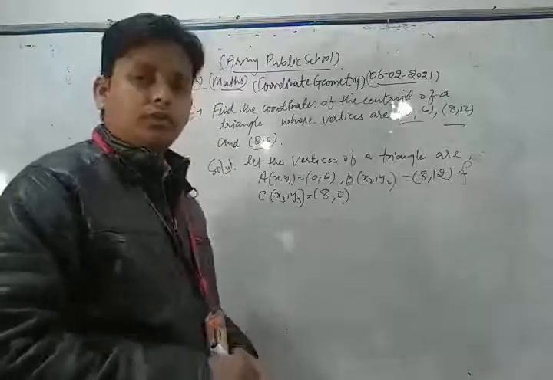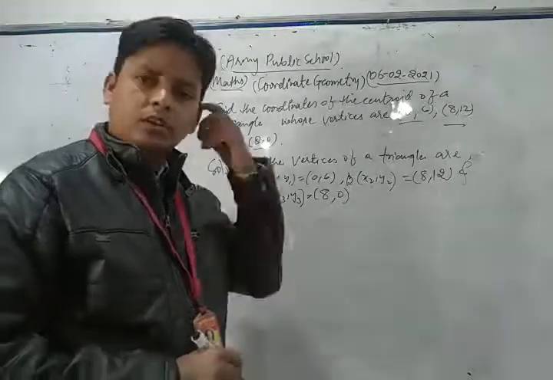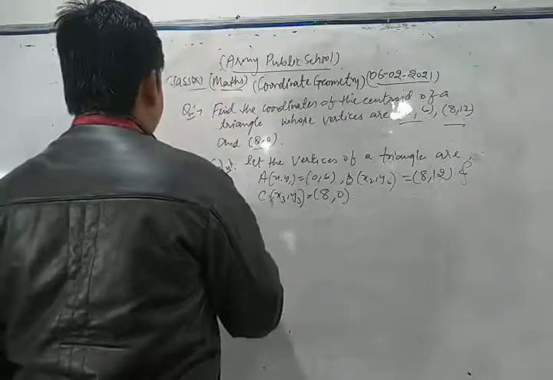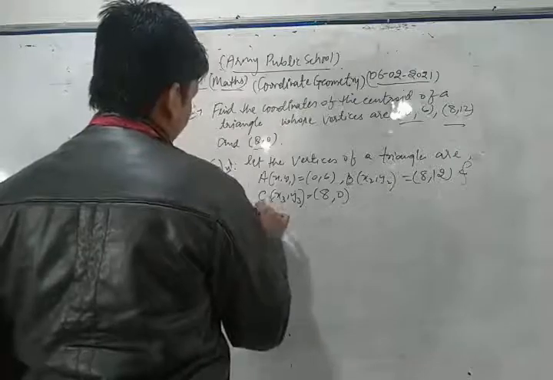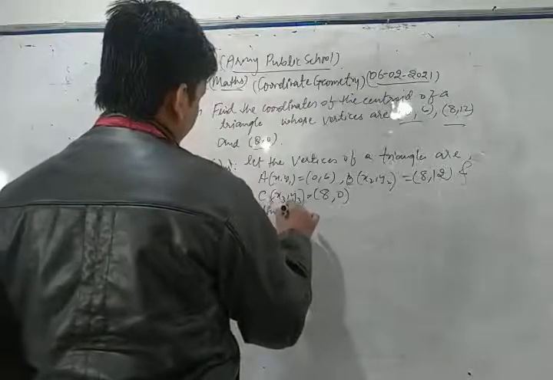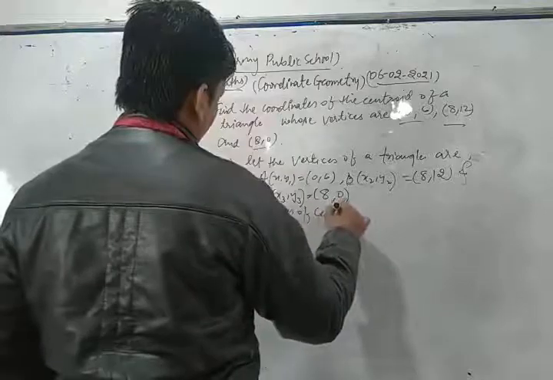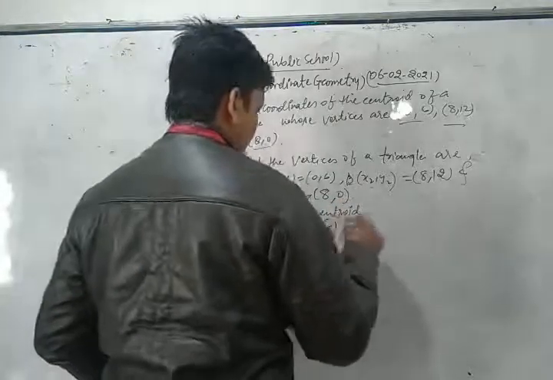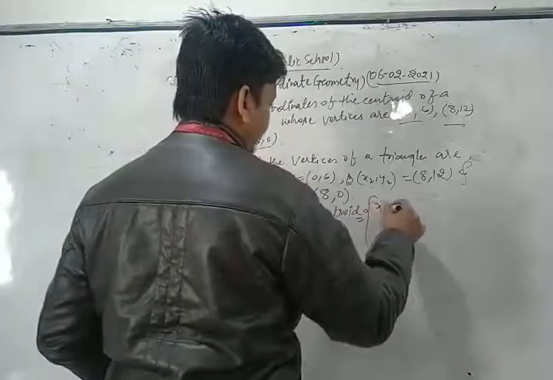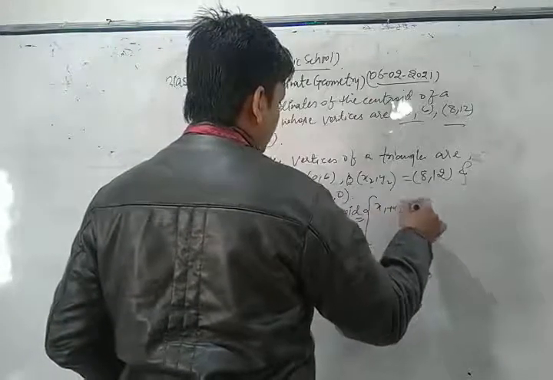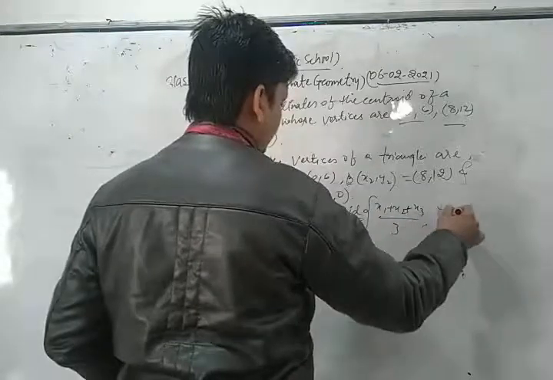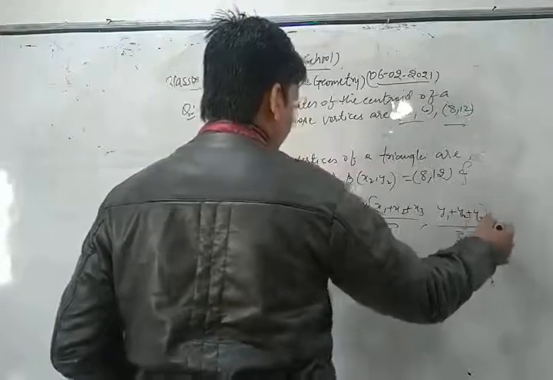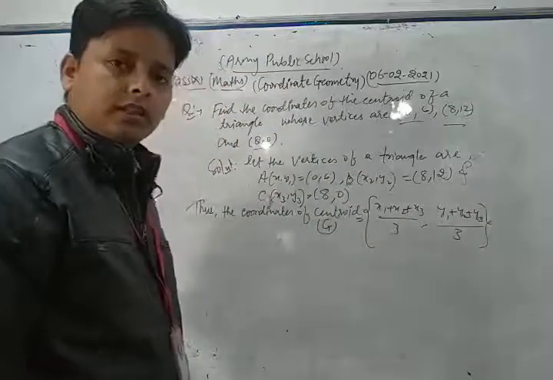Now we find the coordinates of the centroid. Thus, the coordinates of the centroid is, we write the formula first of all: (x1 plus x2 plus x3) upon 3 comma (y1 plus y2 plus y3) upon 3. Okay. Now we put all the values in that formula.